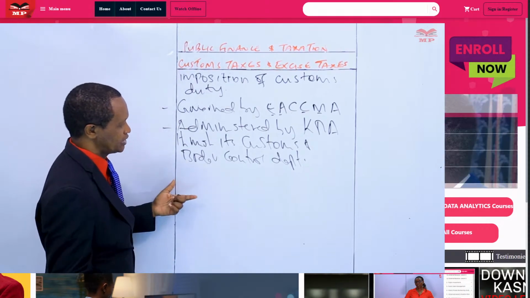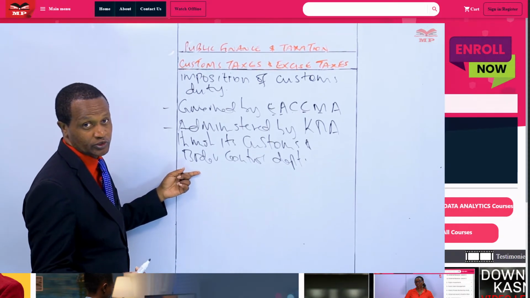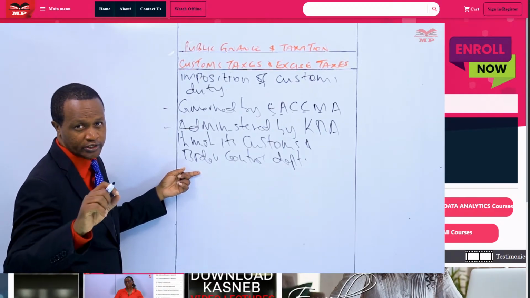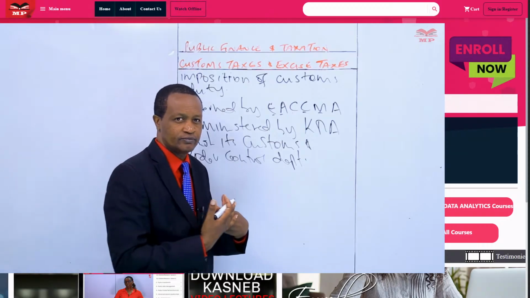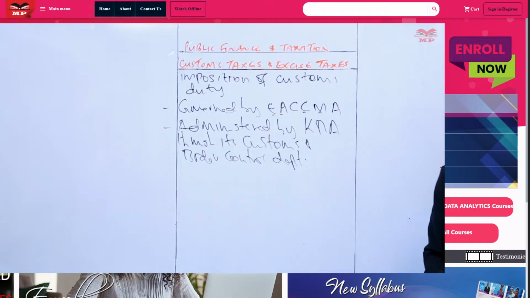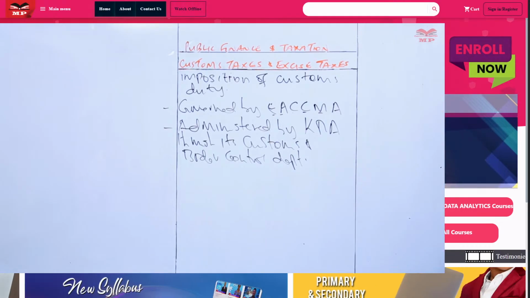Management Act, but it is administered by KRA through its Customs and Border Control Department. So the customs duty is levied on goods imported into Kenya, with the core objective being revenue collection for the government and the protection of domestic industries.